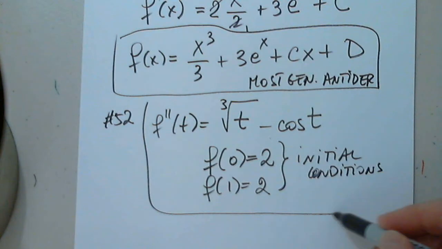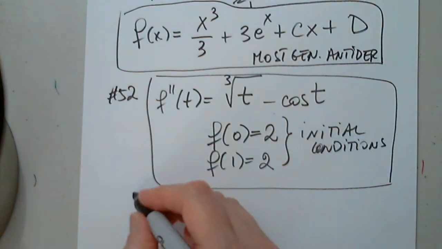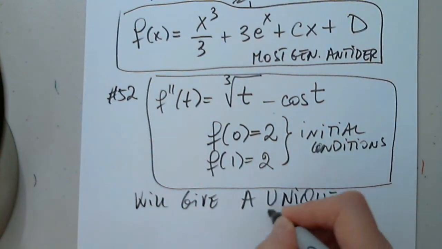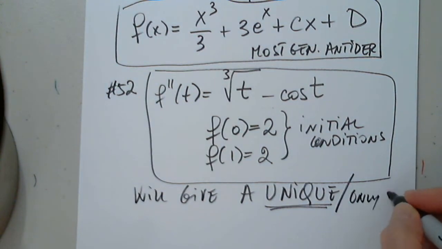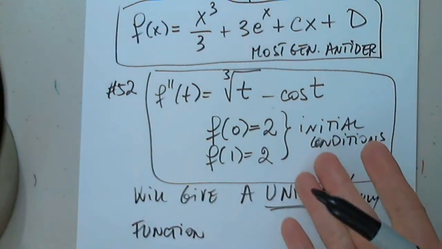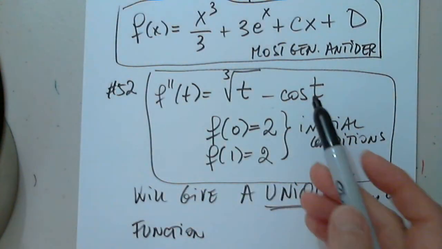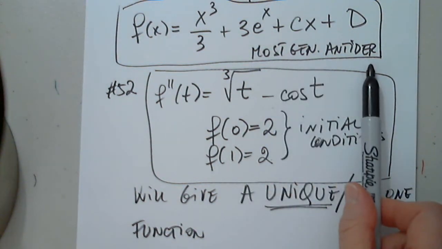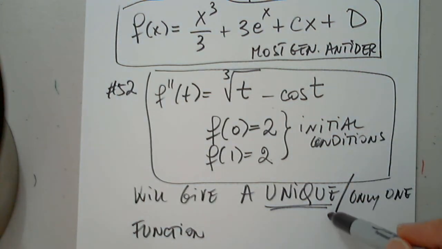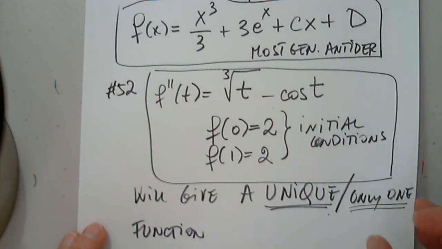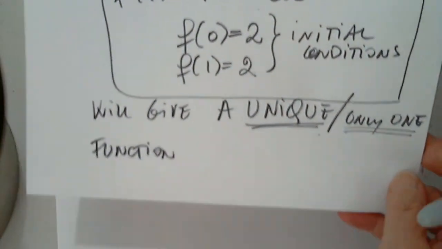But this will give a unique, or if you want, only one function with the given conditions. The second derivative is this, f of 0 is this, f of 1 is this. It's not going to be the most general antiderivative. It will be a unique, just one particular function that fulfills the given conditions. That's why this is given to us. Awesome. So let's start.